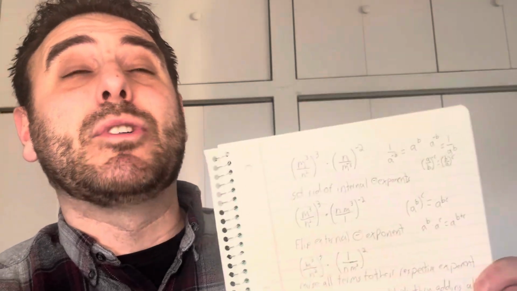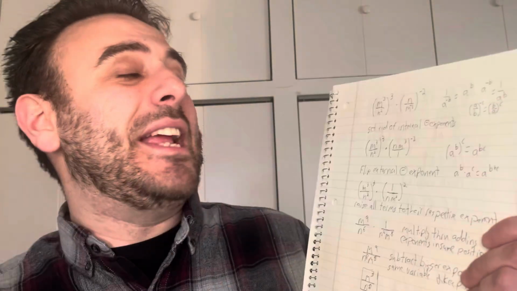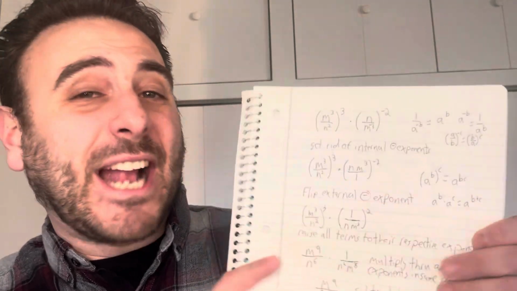A couple more things. If I have a to the b power raised to the c power, we just multiply the b and c terms, and so it's just a to the b times c power. And if I have a to the b times a to the c power, that equals a to the b plus c power, which means if I'm multiplying two terms with the same base but different powers, we add those exponents together.